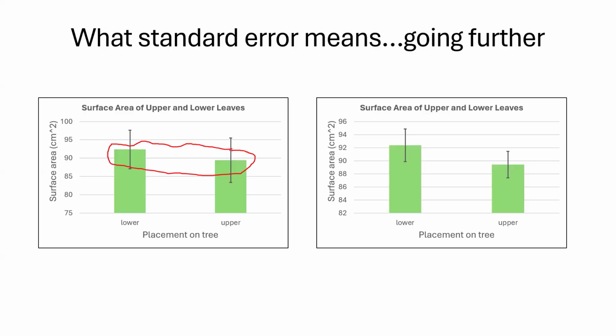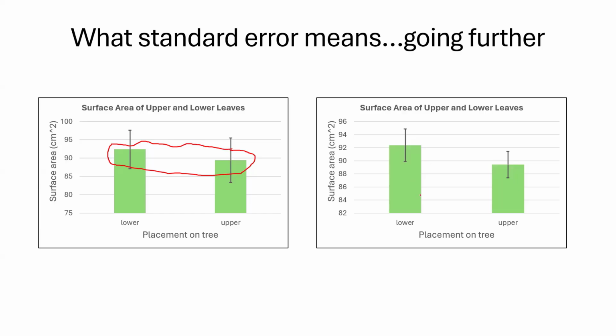The difference in surface area we see, while the lower leaves did have a greater average than the upper leaves, because there is so much overlap in these error bars, that's just not a significant difference. And we need to acknowledge that and say that, yes, we saw this trend, but that difference is not significant enough to make a claim.